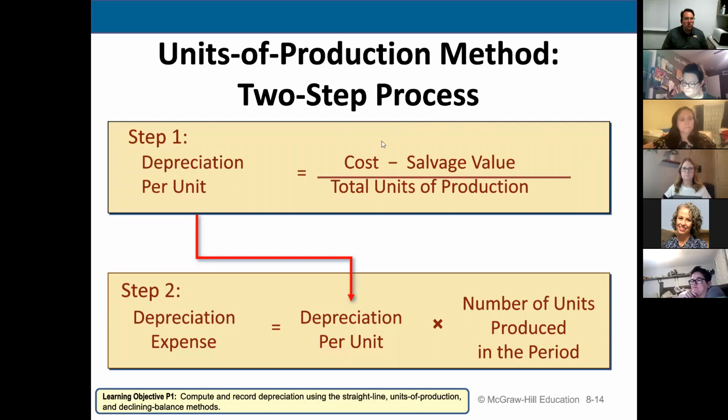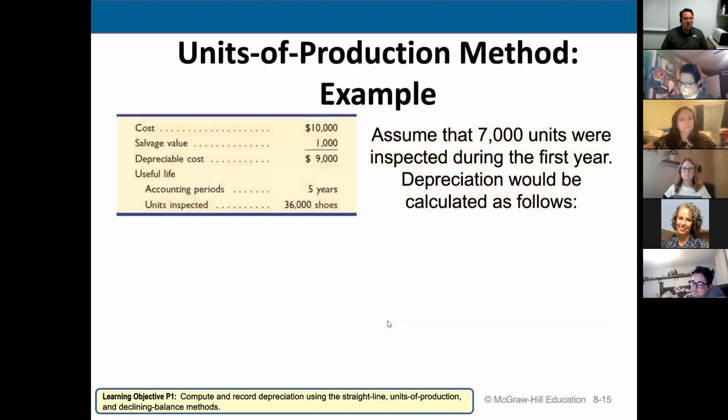Okay. So once we do cost minus salvage value, divide that by units of production, that gives us our depreciation per unit. Then to calculate our depreciation expense, we just take our depreciation per unit times the number of units that we produced for the period. That's all. So here's our example.